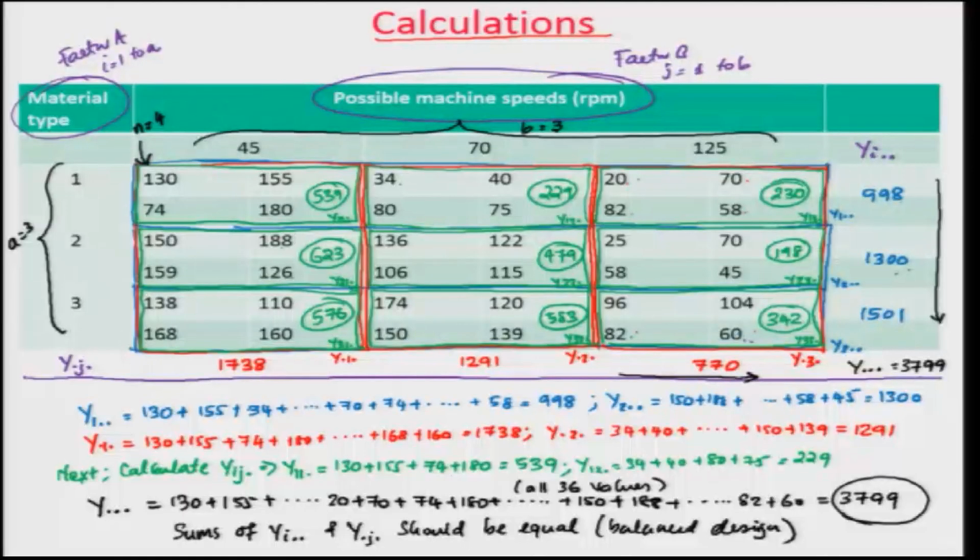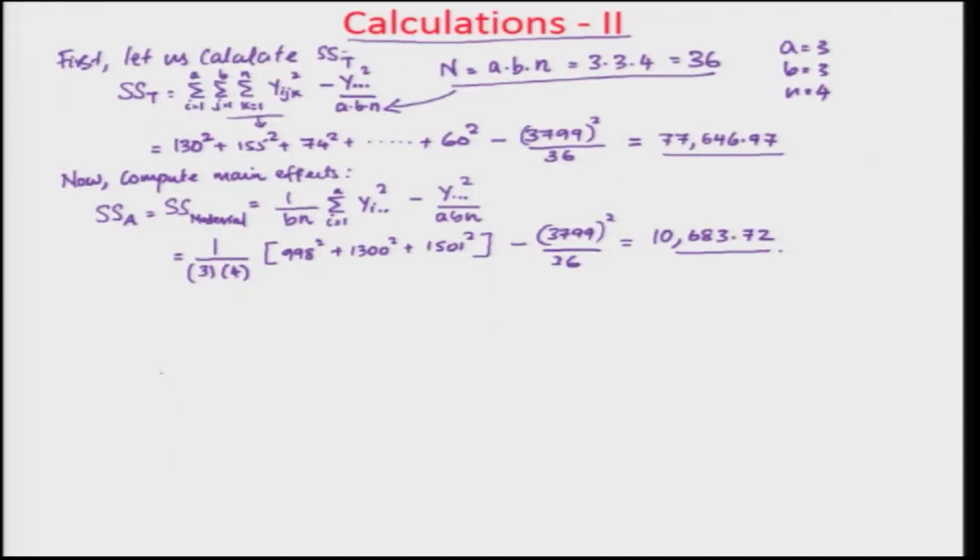Okay. So we are done with A. Next is machine speed, factor B. So we can call it SS of B, sum of squares of B, which is equal to sum of squares of speed, okay, which is equal to 1 over An, multiplied by the summation of j equal to 1 to b.